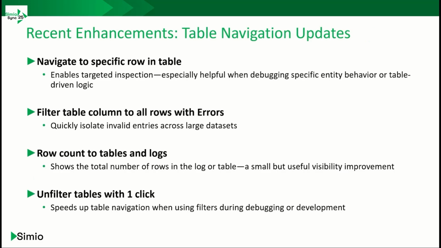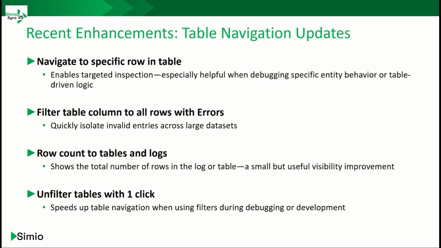If you've ever worked with a large data set in Simio, you've probably struggled to track down specific rows or identify errors buried deep in your data set. We've added several new features to help make that process easier. First, you can now double-click on an error in the error window and go directly to the table row that triggered it. No more scanning row by row. You go straight to the source and can troubleshoot immediately.